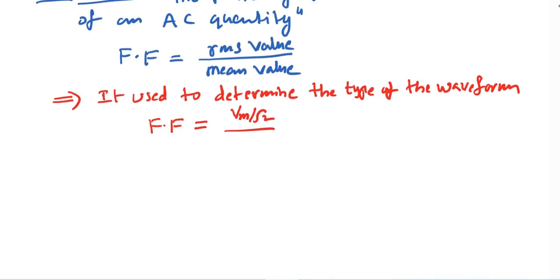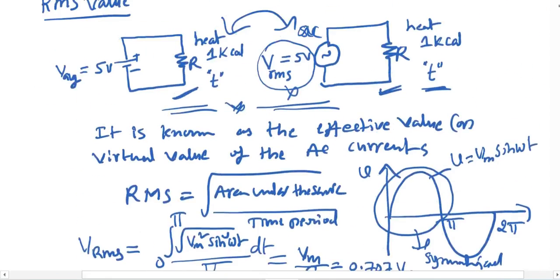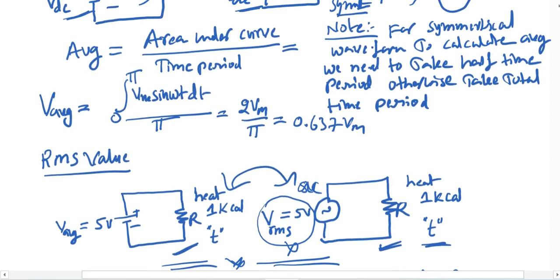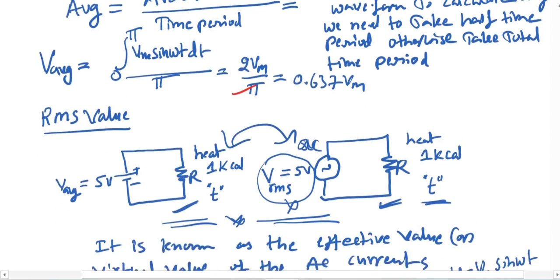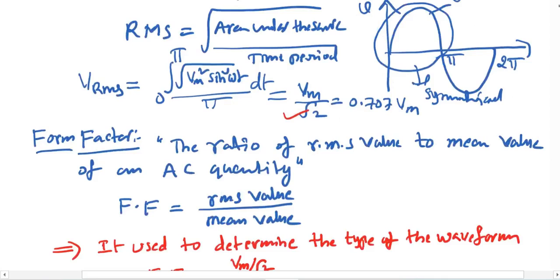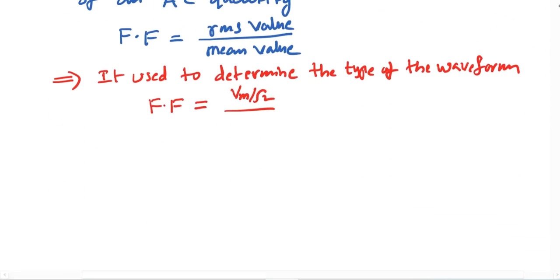Then what is the mean value or average value we are getting for this? The average value is 2 Vm by pi. I can take this as 2 Vm by pi. So if you do this, you are going to get 1.11 as the form factor.